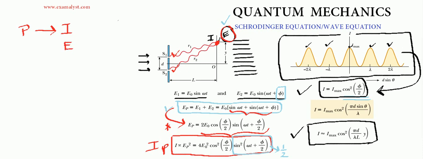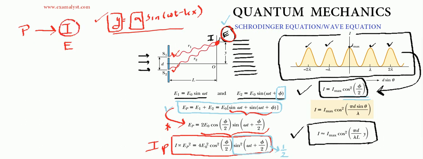So what is amplitude? Remember the wave equation? y equals a sine of omega t minus kx. So what is a? A is the amplitude. Amplitude is the maximum displacement of the particle from its mean position, and y is the displacement of the particle at any position x and at any time t. So you see that in a wave we have something called amplitude, and the square of amplitude is the intensity.